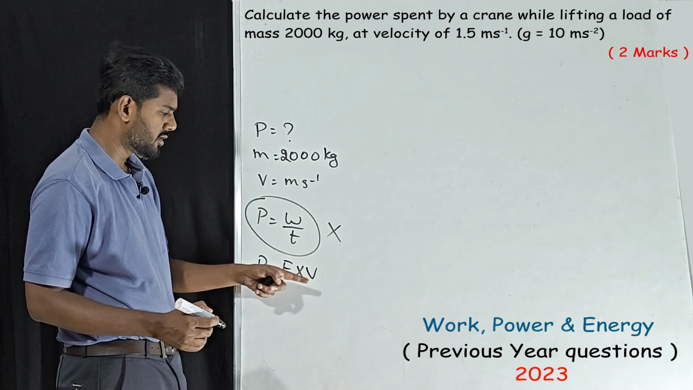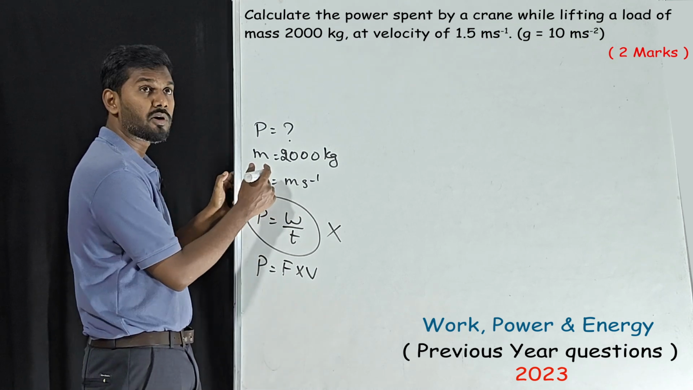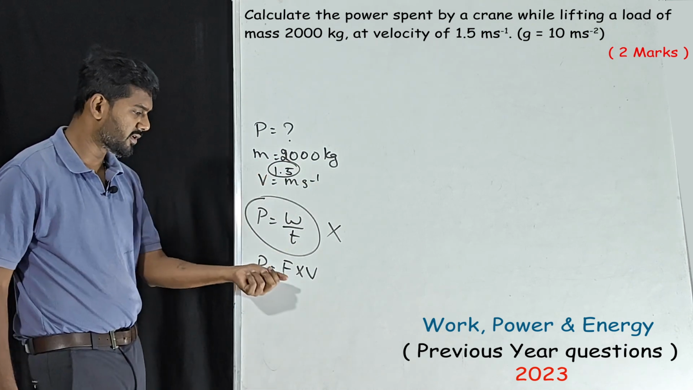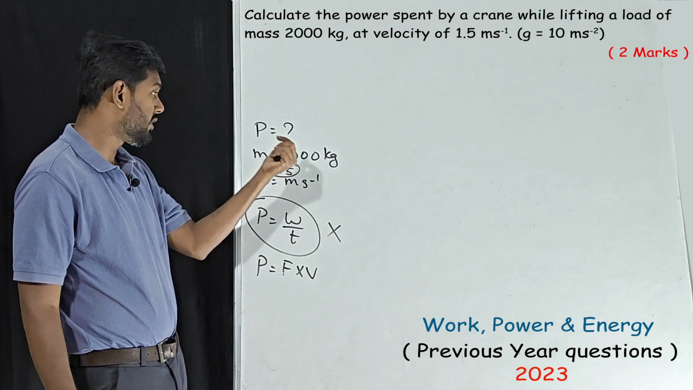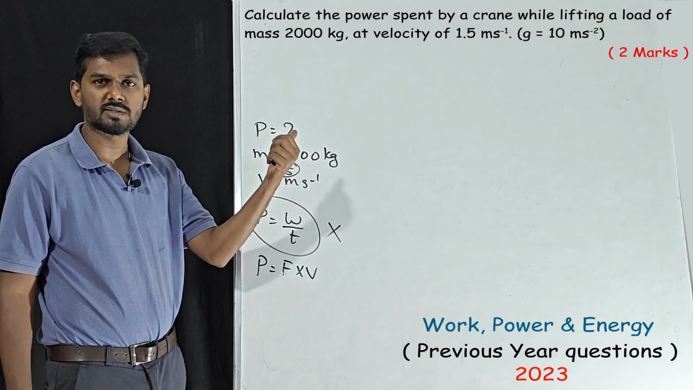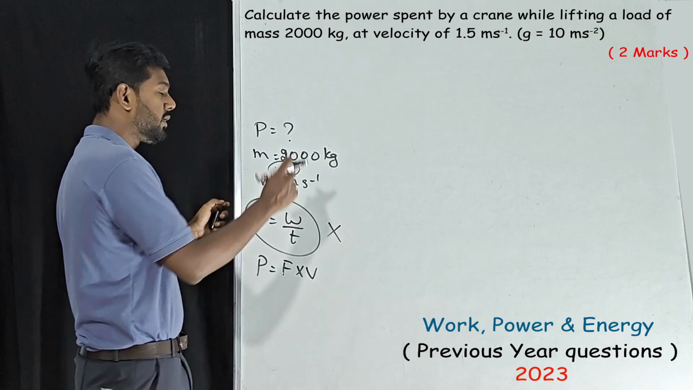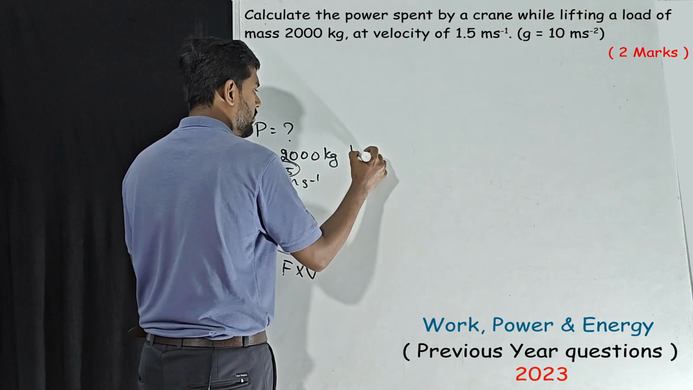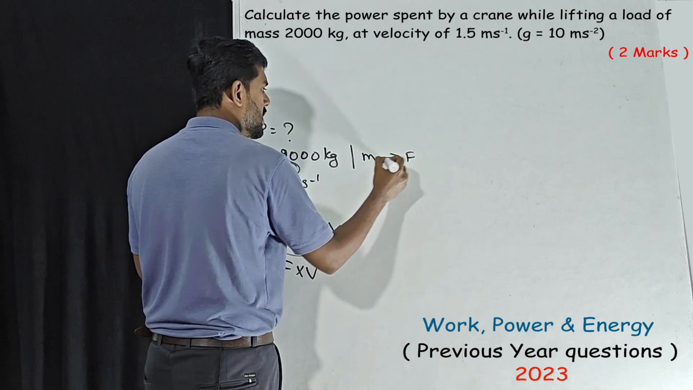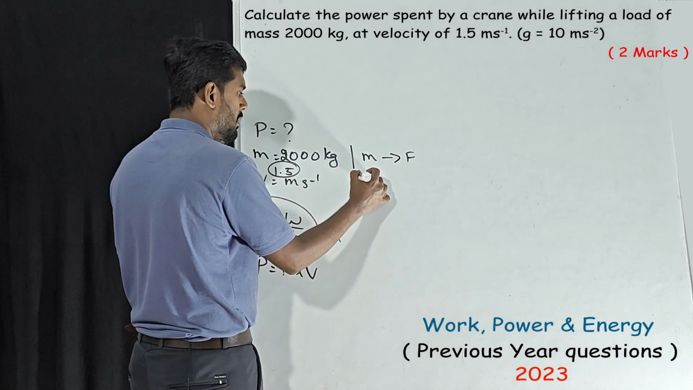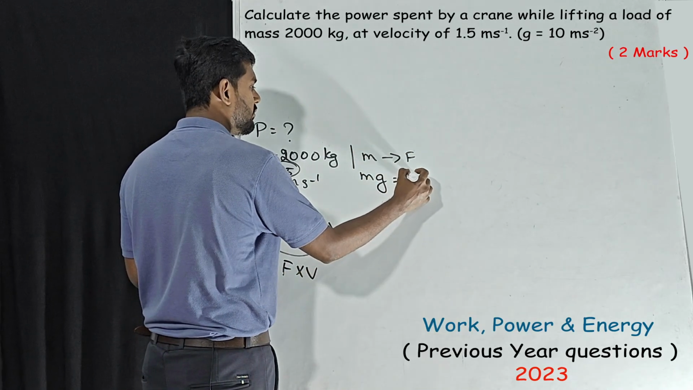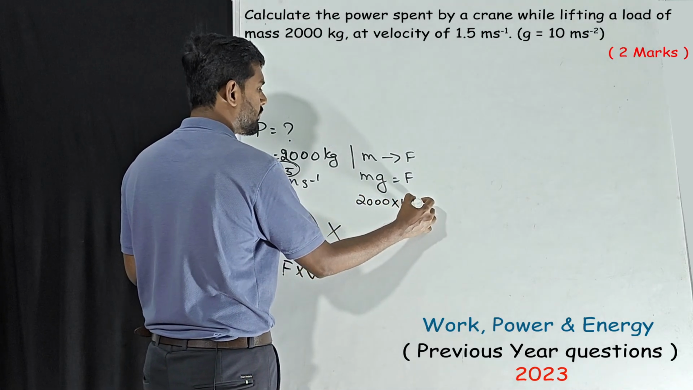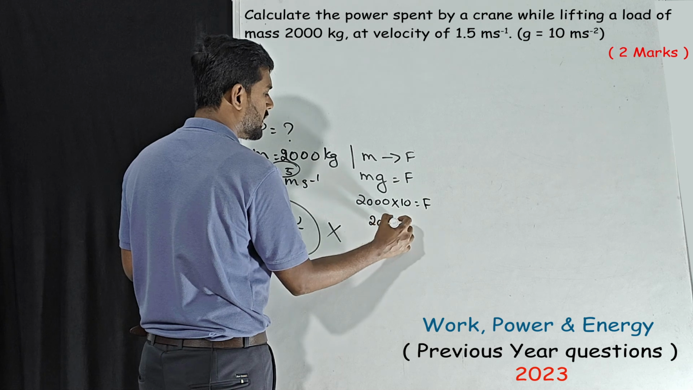Velocity is given, force is not. What is that velocity? That is 1.5. Velocity is given, force is not given. So we have mass. We know how to convert mass into force, correct? They have given the G value as 10. So to convert mass into force, whatever G value they have given, mass into gravity value will be equal to force. What is mass? 2000 into 10. So that will be 20,000.